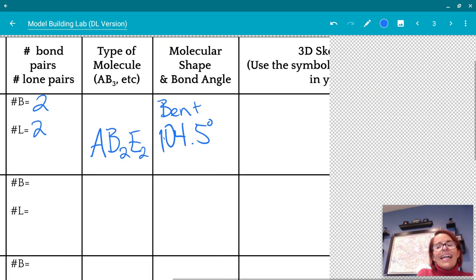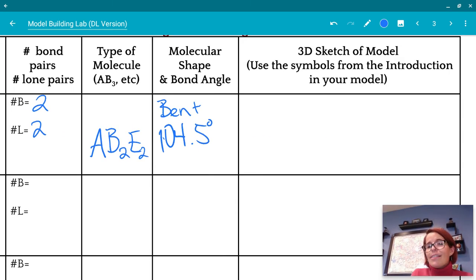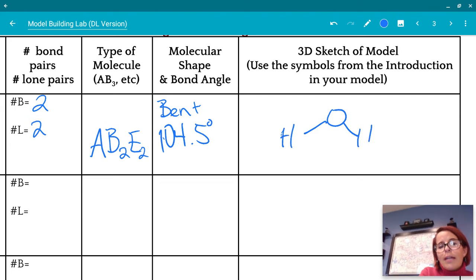All right, and then the last thing that we do is we draw a 3D sketch of the model. In this case, the 3D sketch of the model is very, very similar to the Lewis dot sketch because this is a flat molecule, because it's not really 3-dimensional. So I'm going to have my oxygen. I get to draw solid lines because they're in the plane. And these are my hydrogens. And that is my 3D sketch of the model. And I'm done with that.